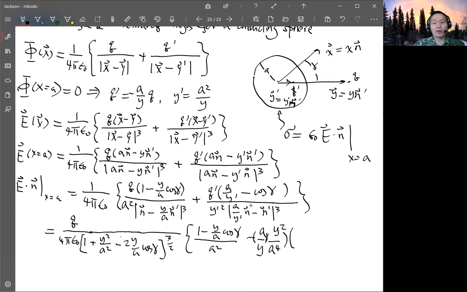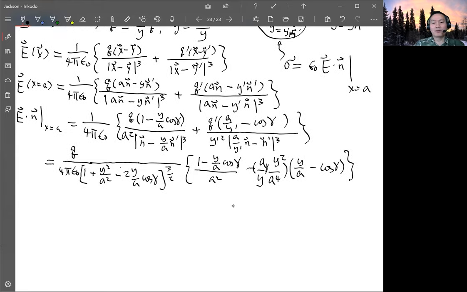So y pi is a square over y. So it becomes y over a minus cosine gamma. Okay, now you can simplify all that.